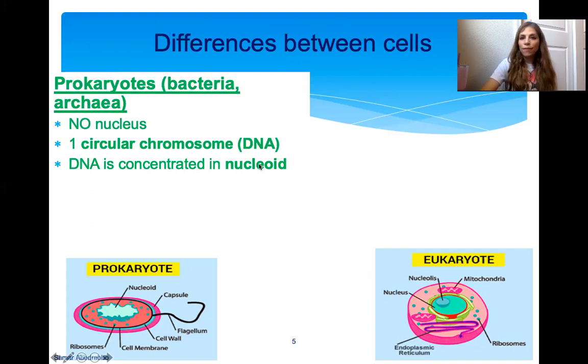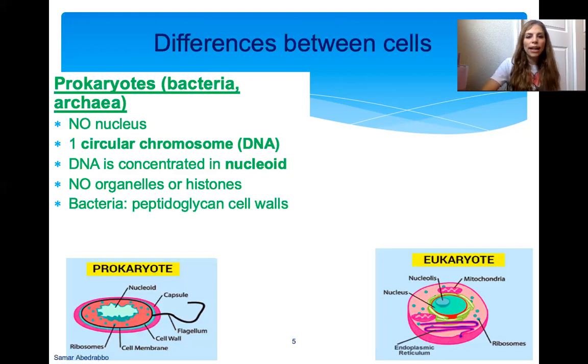Nucleoid and nucleus are very different things. Remember, prokaryotes do not have a nucleus, but they have a nucleoid. Nucleoid just means the region where we see the DNA. So the DNA bundles up, and that region where the DNA is called the nucleoid. There are no organelles or histones in prokaryotes. We'll learn about what that is, but prokaryotes do not have that.